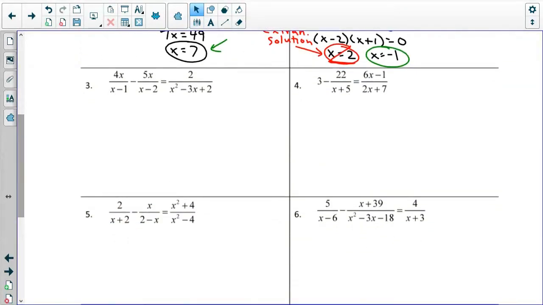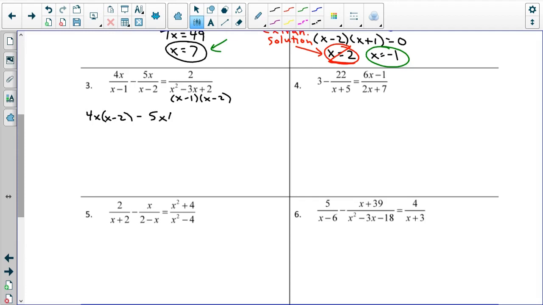Problem 3, if I look at x squared minus 3x plus 2, the common denominator is x minus 1 times x minus 2 when I factor that. So I'm just going to multiply everything by what was missing from that denominator. So 4x gets multiplied by x minus 2, negative 5x gets multiplied by x minus 1, and 2 does not need anything multiplied by it. So now I'm going to use the distributive property, 4x squared minus 8x minus 5x squared plus 5x equals 2.